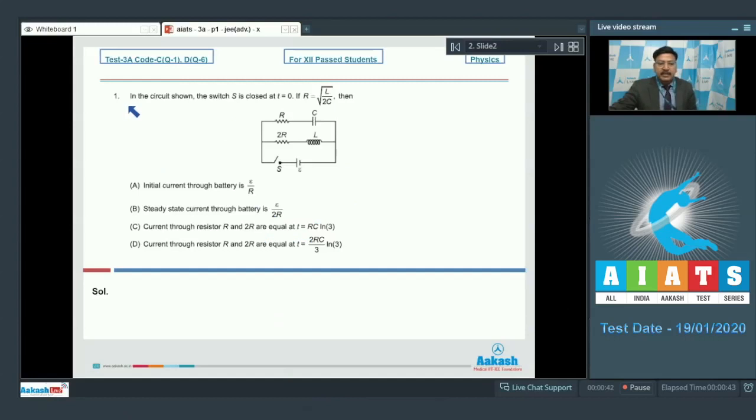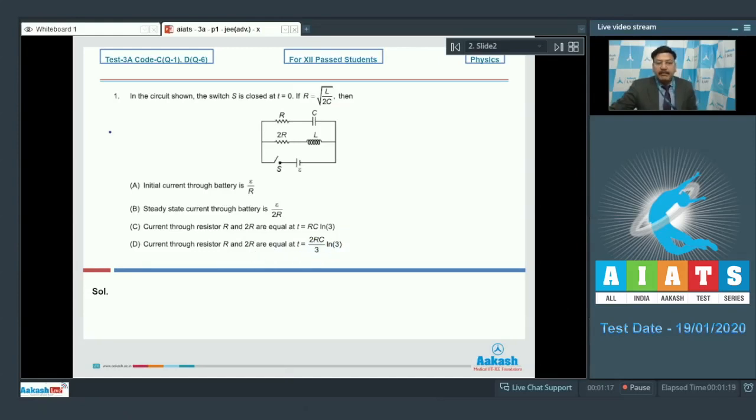Question 1 says, in the circuit shown, the switch S is closed at t equal to 0. If R is equal to under root L by 2C, then option A says initial current through battery is E by R. Option B says steady state current through battery is E by 2R. Option C says current through resistor R and 2R are equal at t equal to RC ln 3. And option D says current through resistor R and 2R are equal at t equal to 2RC by 3 ln 3.